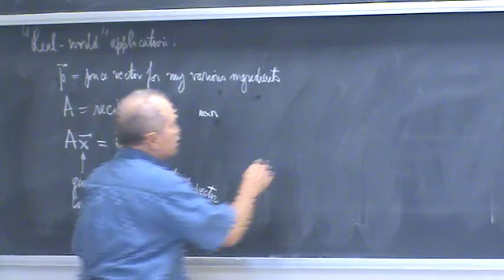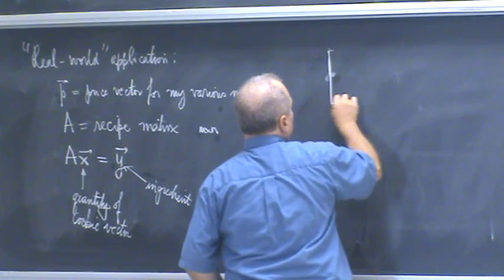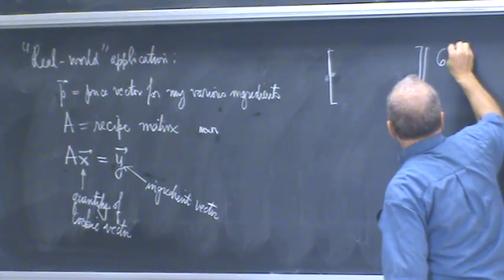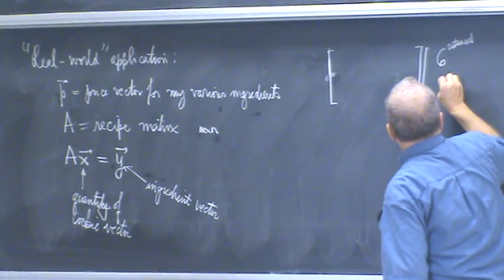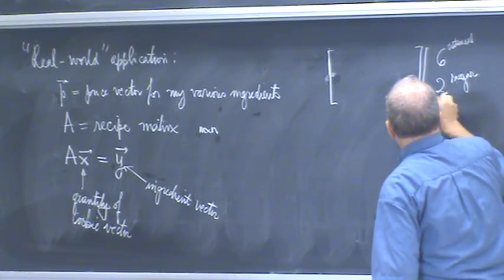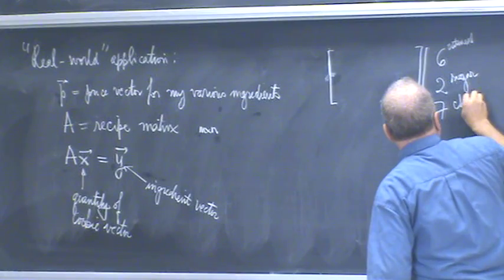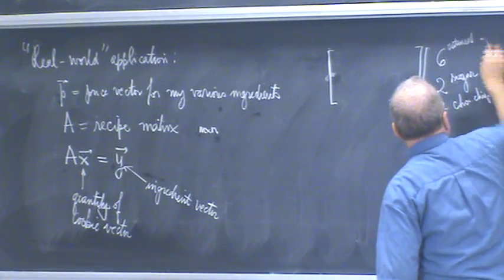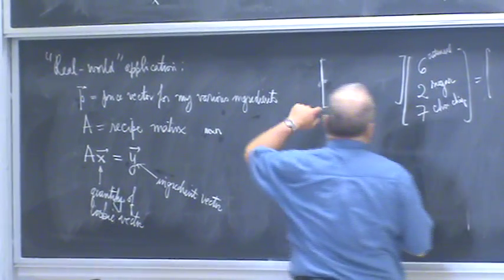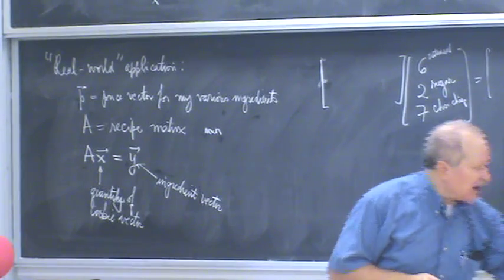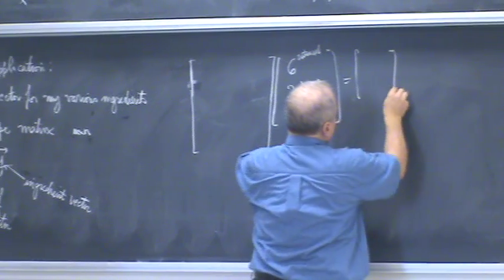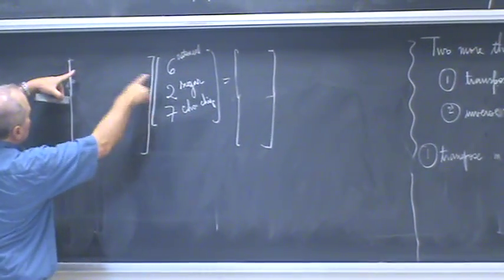What's going to go across the rows of A? Suppose I want to do 6 dozen oatmeal cookies and 2 dozen sugar cookies with no chocolate chip, and 7 dozen chocolate chip. Columns should be the cookies, right? Actually, my matrix should have many more rows. Once you make it, it's really bland.